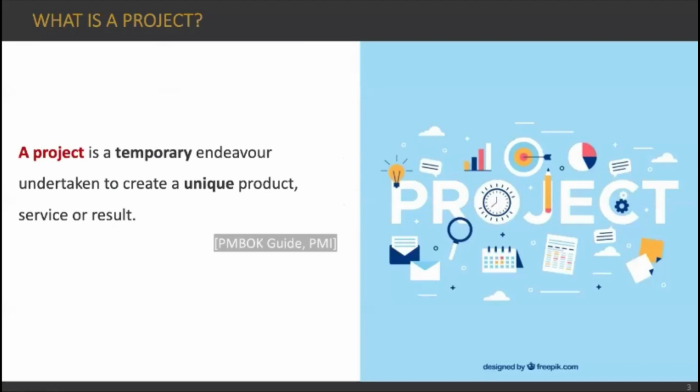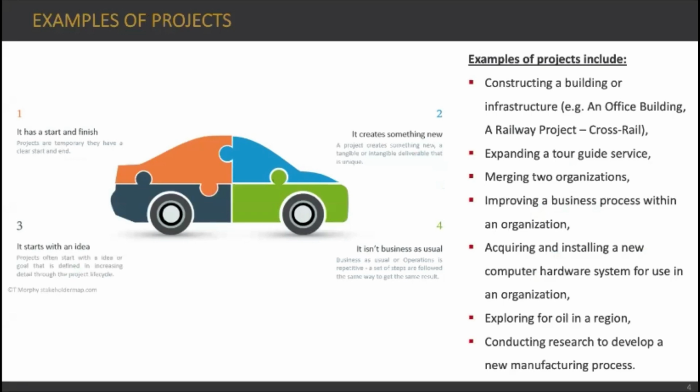We use projects and project a lot in our daily lives, but what is the formal definition of a project? It can be defined as a temporary endeavor undertaken to create a unique product, service, or result. The temporary nature of a project indicates that it has a definite start and finish. It creates something new. It could be tangible, intangible, or both, and it starts with an idea. And moreover, it is different from business as usual and operations.